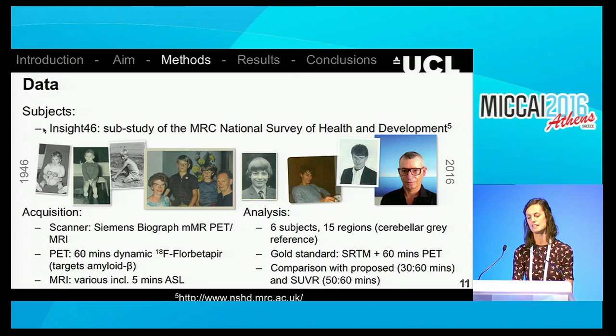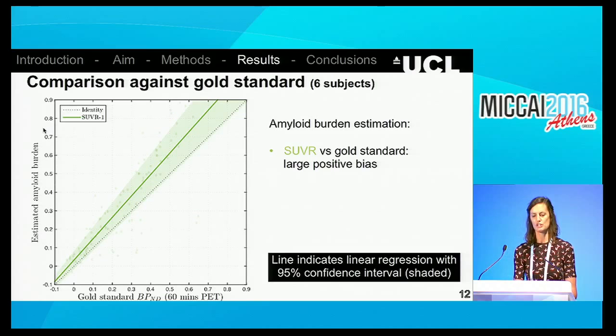So to look at the results, this plot shows the estimated amyloid burden against our gold standard, which is the full 60 minutes of PET data with our SRTM model. So here you can see the green line is the linear regression through all the points, through all the subjects, with the 95% confidence interval in the shaded region.